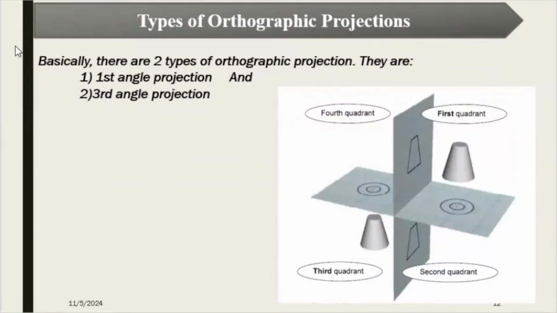So, types of orthographic projections. Basically there are 2 types of orthographic projections. They are first angle projection and third angle projection. So here first angle projection means if we place our object in the first quadrant. So here you can see the quadrants.